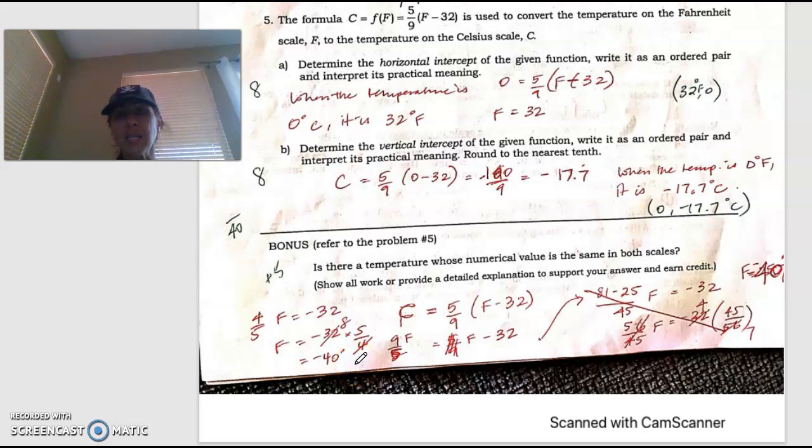Now, interesting that some of you just, I don't know, randomly picked -40. I don't think so. You've got to show how you come up with answers. Oh, you Googled it? That's not coming up with an answer, that's Googling an answer. That's why the question said show all work or provide a detailed explanation.